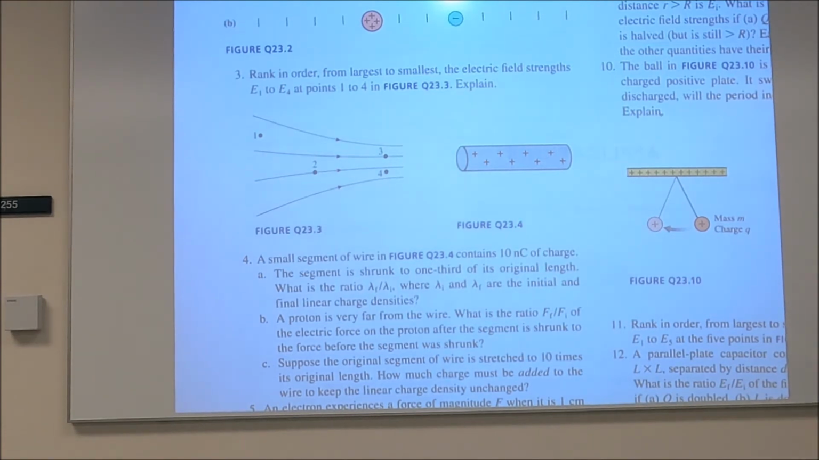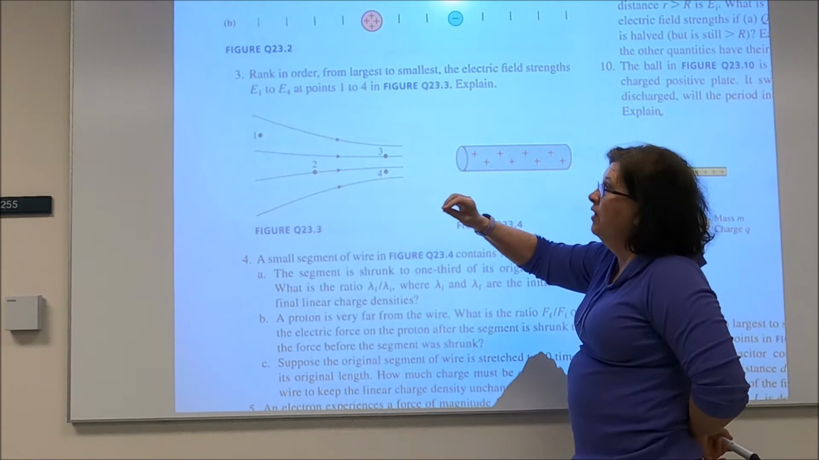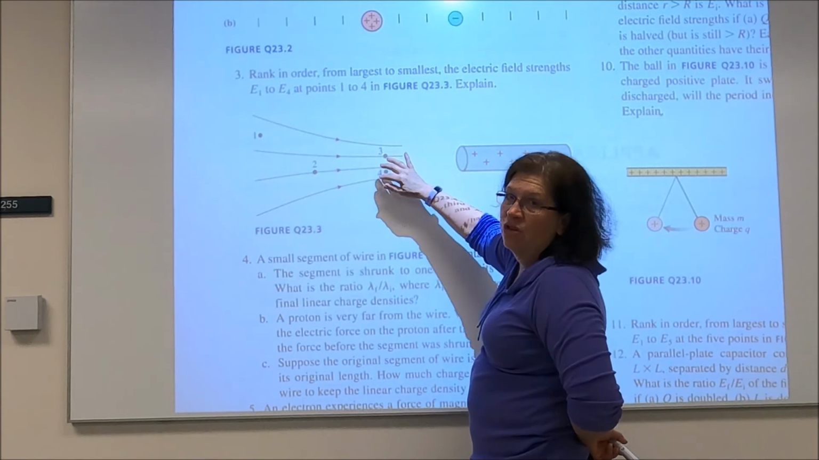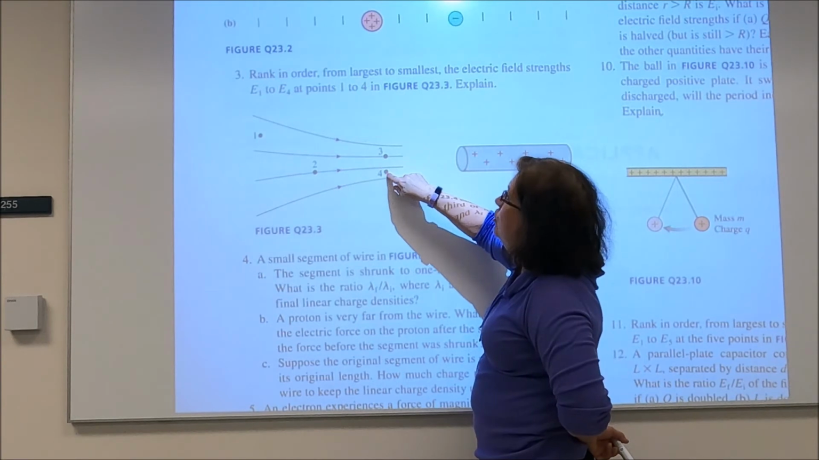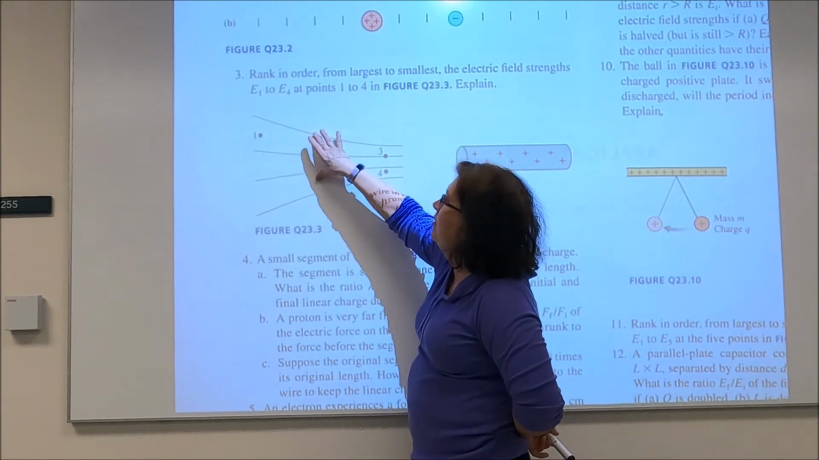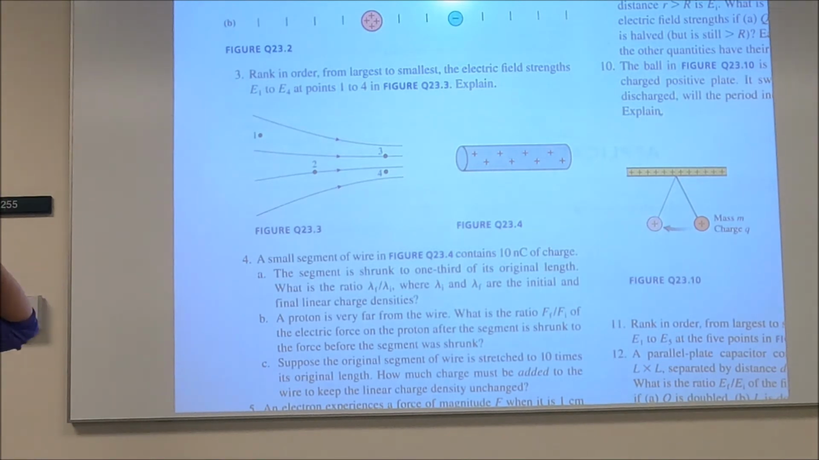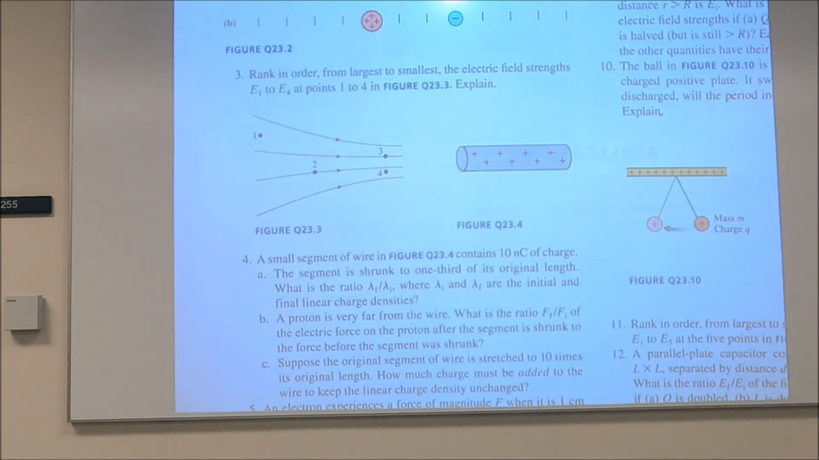Now, we have electric field lines, so I'm looking at how the electric field lines are spaced. Largest to smallest. Well, the electric field is going to be the strongest where the lines are the closest together. So 3 and 4 are equal to each other, and they're the largest electric field. Then 2 is going to be next, and 1 is going to be last, because that's where the electric field lines are furthest apart. So I want you to be able to look at electric field lines and know something about the relative strength of your electric field.